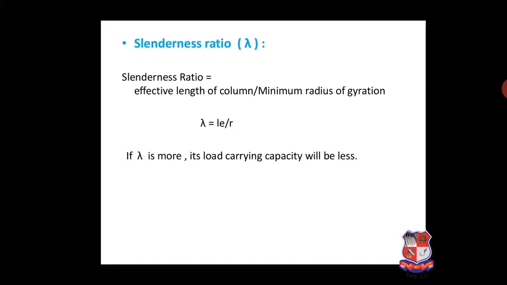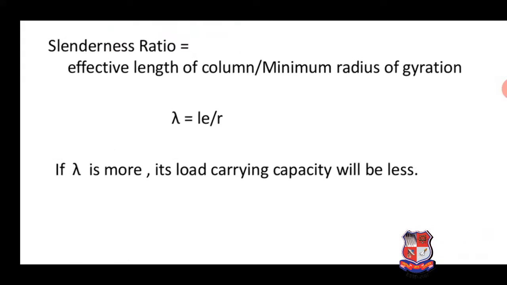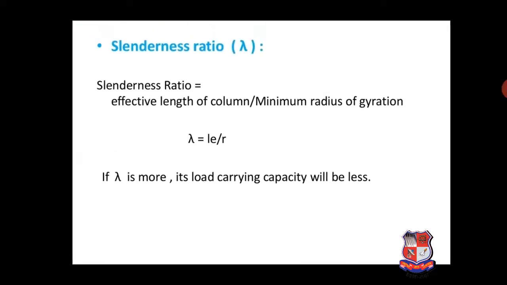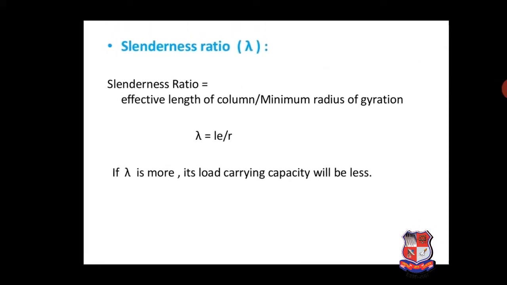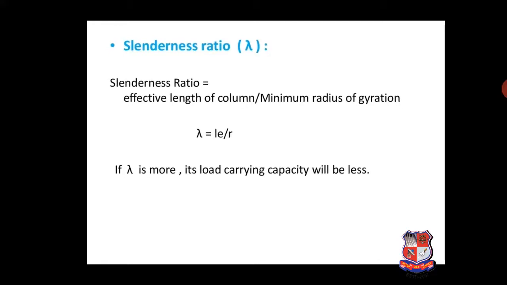So lambda will be reduced. That's why we can take R, it means R minimum, the minimum radius of gyration. Then we can maintain that. If lambda is more, the load carrying capacity will be less. So we cannot allow a higher value of lambda in a compression member.